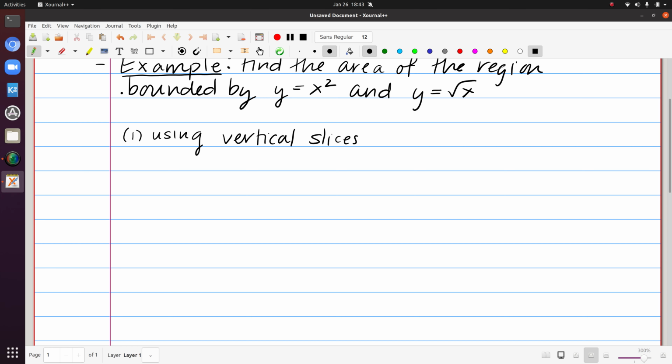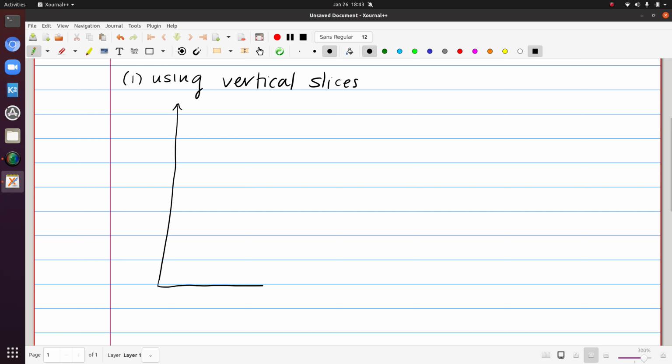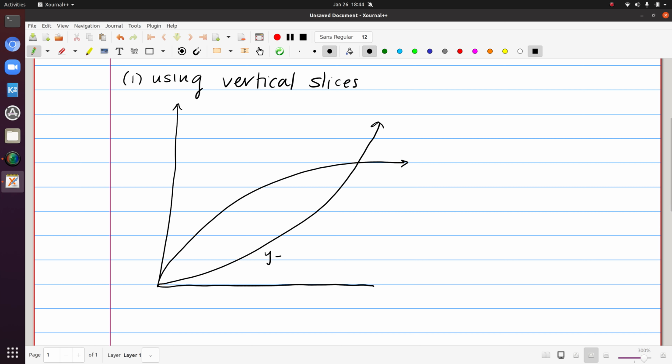So if I think about a quick sketch here, we have y equals x squared. This looks something like this. And y equals the square root of x looks something like this. So this is y equals x squared. This is y equals square root of x. So certainly they intersect at the origin, but we also see that they intersect here. And that's going to happen at the value x equals 1. And that's also when y is equal to 1 in both cases.